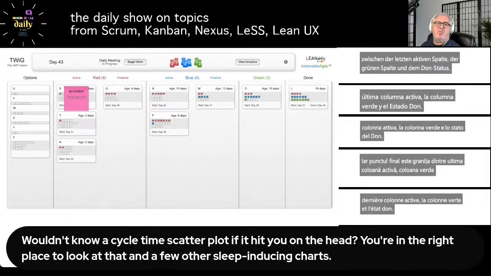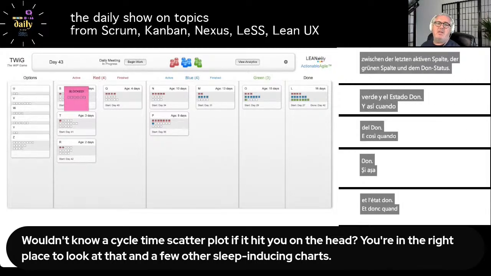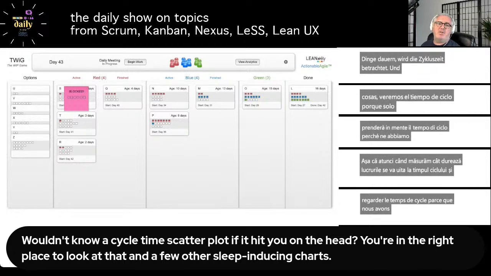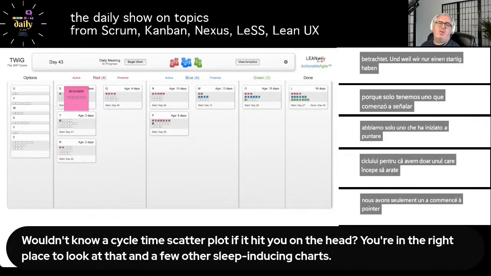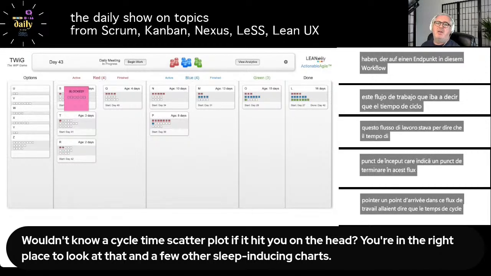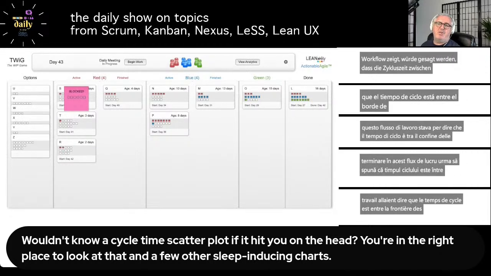And so when we're measuring how long things take, we'll be looking at the cycle time. And because we've only got one started point and one finished point in this workflow, we're going to say the cycle time is between the border of options to red to the border between green and done.